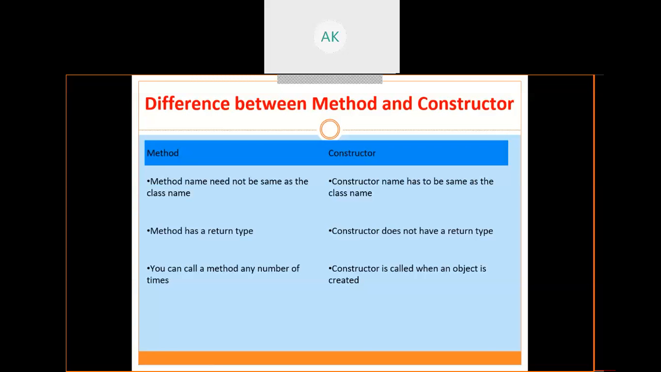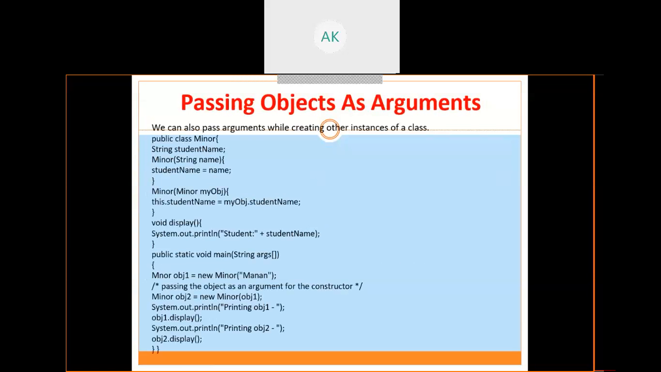Then you can call a method any number of times, whereas a constructor is called when an object is created, right? Whenever we want to create a new object, we require the constructor to be called. So the constructor calling totally depends upon how many objects you want to create for a particular class, right?